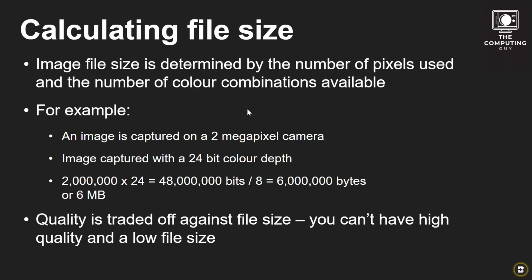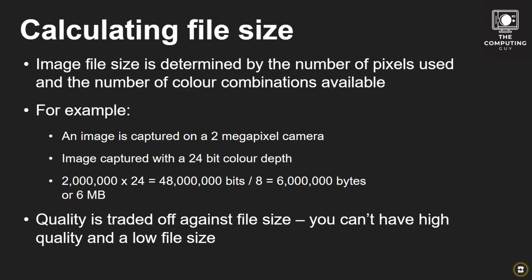So we need to understand how to calculate file size. It's very important for us to be aware of this, not only because it comes up in your exam, but also for you to understand the implications of things like image resolution and bit depth. So image file size is determined by the number of pixels used and the number of color combinations available. We've got an example here where we've taken an image on a 2 megapixel camera, which means that we have 2 million pixels. And the color depth of each pixel is 24 bits.